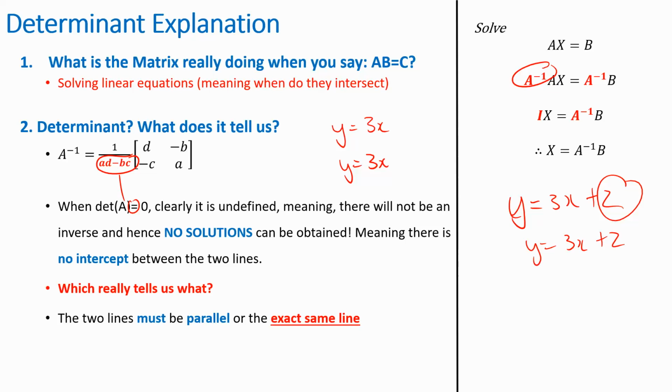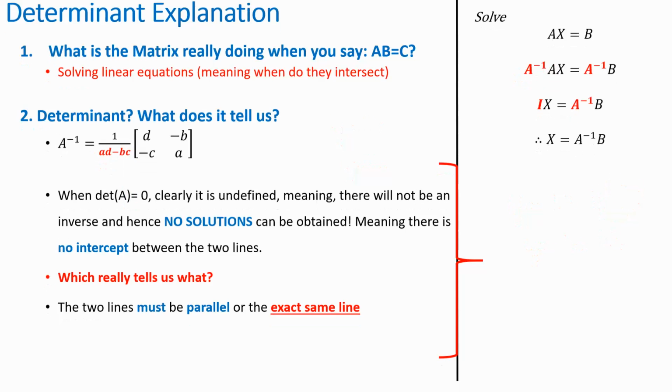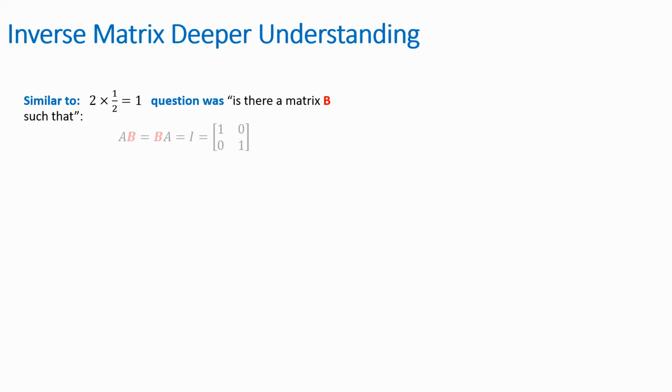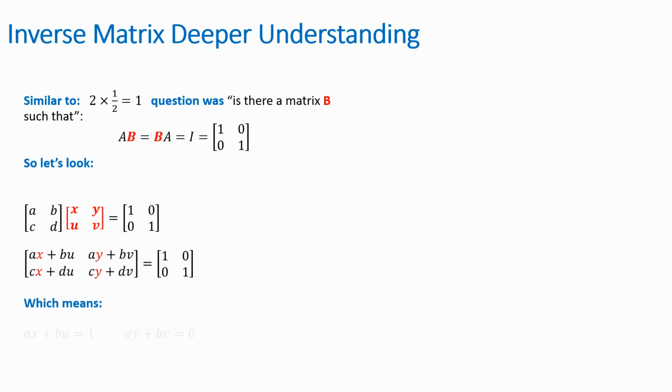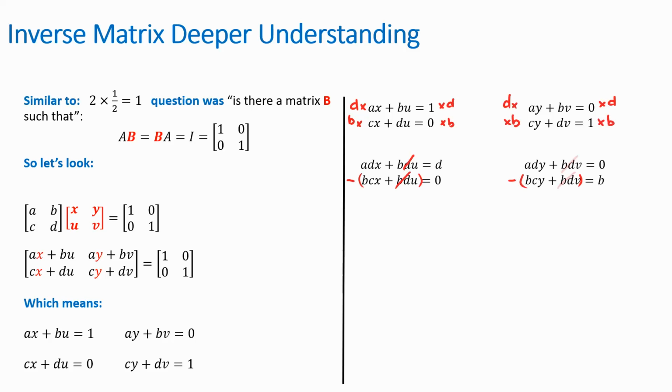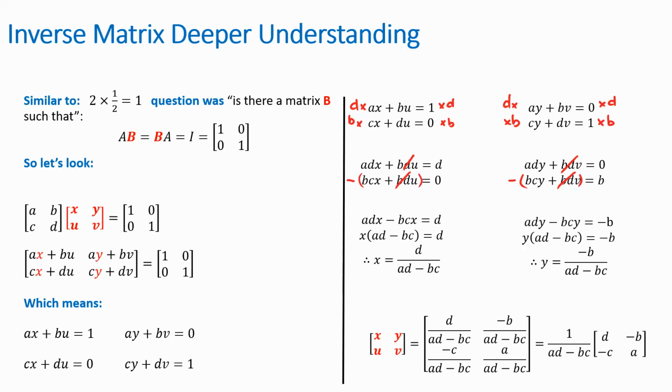Yeah? But anyways, let's go back. Do I have enough time? No, I don't have enough time, but this page here you can watch in your own time. I was just showing the proof to why you have 1 over AD minus BC. This is the proof to getting the inverse. And really, all you're doing is changing a linear equation to matrix form.